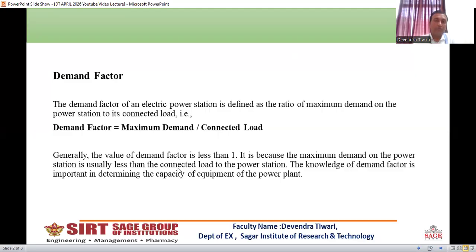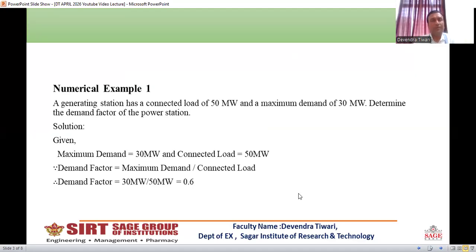So the knowledge of demand factor is important in determining the capacity of equipment of the power station. A simple numerical depending on this demand factor. A generating station has a connected load of 50 megawatt and maximum demand of 30 megawatt. Determine the demand factor of power station. So as per the formula, demand factor equals maximum demand divided by connected load. So maximum demand is 30 megawatt, connected load is 50 megawatt. So the outcome is 30 divided by 50 equals 0.6.